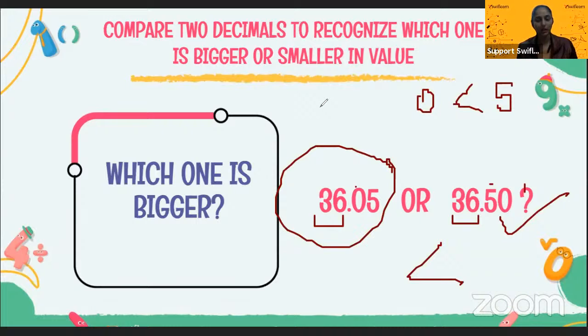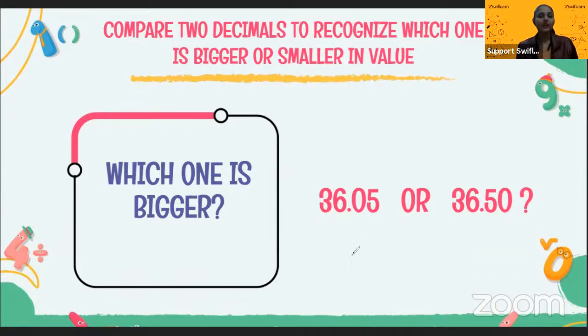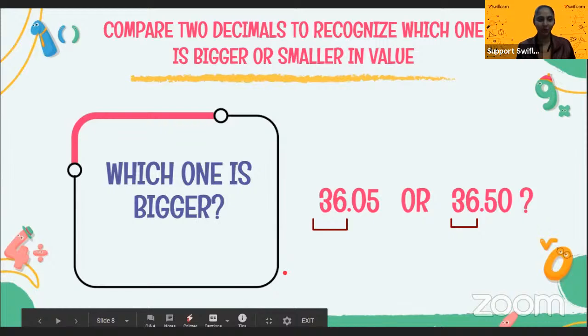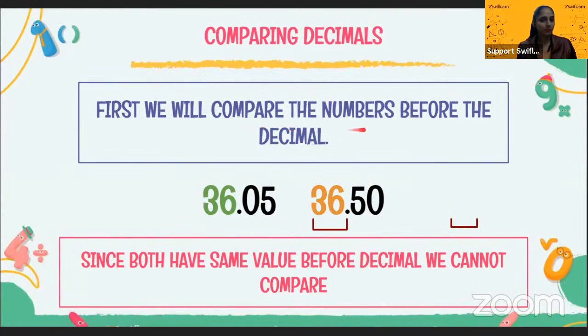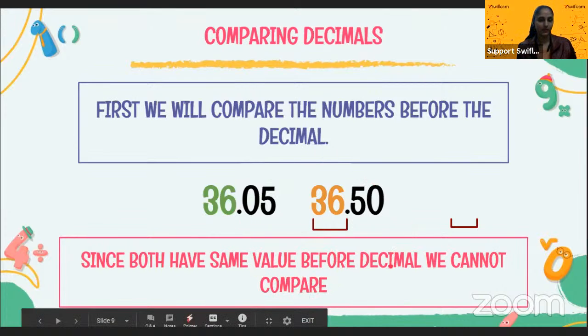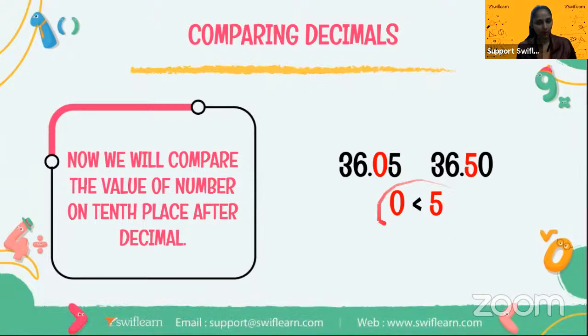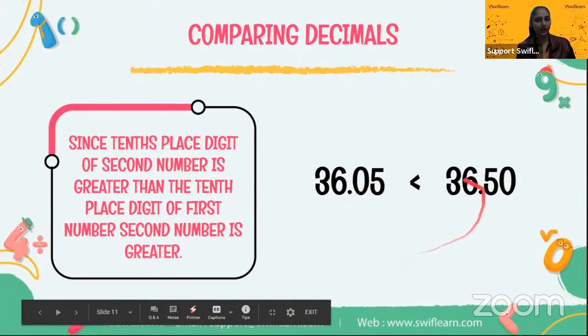This is how we compare. First, we start with the whole parts. If they are equal, then we move further to the decimal part. It is a simple thing we have already done in the smaller classes, and we just apply the same thing over here. Firstly, we compare the numbers before the decimal point. Then we compare the decimal parts. As I have already told you, 0 is less than 5, so that number is smaller. So I will put the less than sign over there. Are you clear about this now?